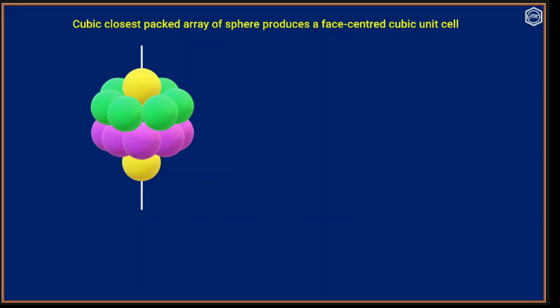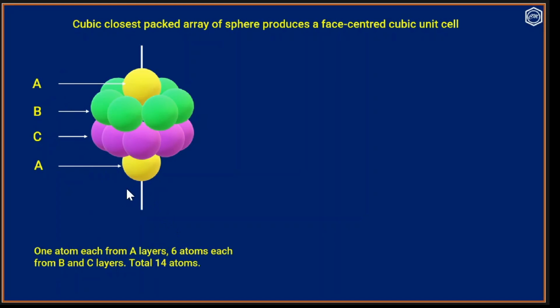The cubic close packed structure generates a face-centered cubic lattice. And it is slightly confusing, but the following animation will make it clear. Here we have the first layer, that is A layer, B layer, C layer, and again A layer. So this is a cubic close packing, ABC pattern. And 1 atom each from the A layers, 6 atoms from B, and 6 atoms from the C layer, and the total number of atoms is 14.